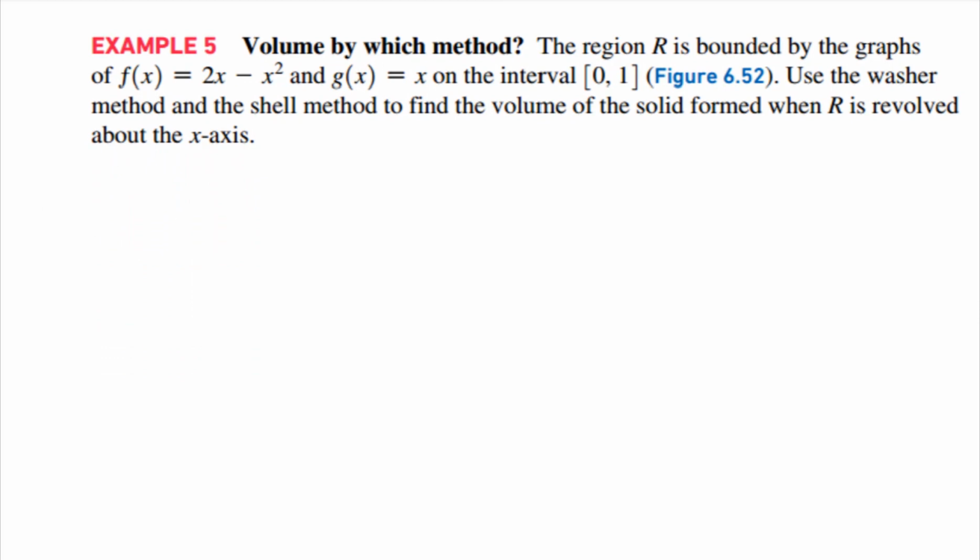We have the region R bounded by the graphs of that upside down parabola, f of x equals 2x minus x squared, and g of x equals x on the interval from 0 to 1. We want to use the washer method and the shell method to find the volume of the solid formed when R is revolved about the x-axis.